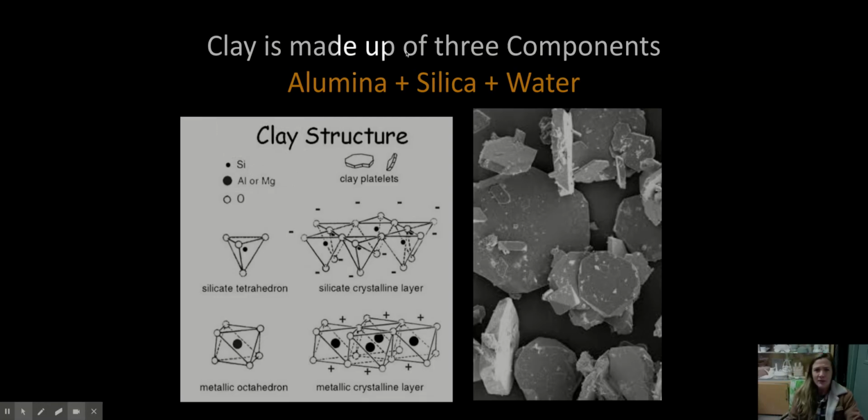Okay, so like I said before, clay is alumina, silica, and water. In its tetrahedron form, it looks like this, these little tetrahedron little pyramids. But under the microscope, clay looks like these little platelets like this. They're like little flat hexagons. See, it's sort of like a hexagon. 1, 2, 3, 4, 5, 6. And these little corners, hexagon shapes. That's clay under the microscope.